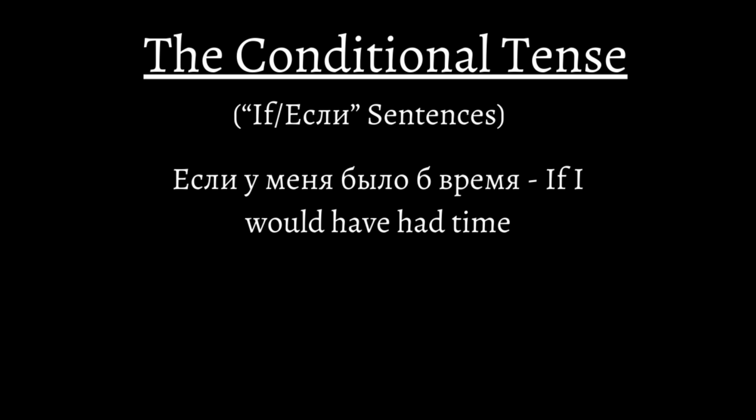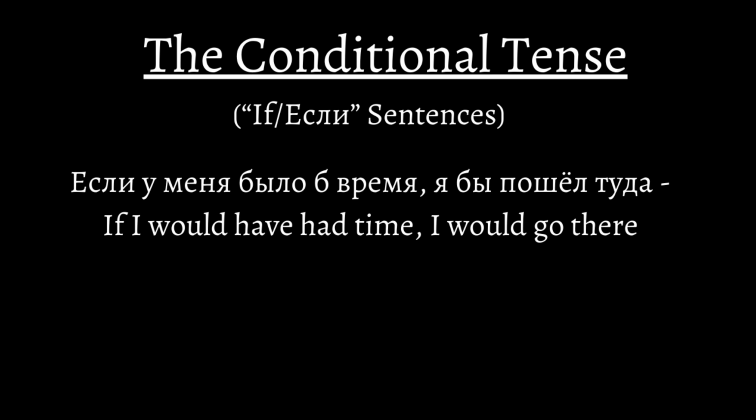It's a complex sentence because we're using the genitive construction у меня, indicating possession. But now, we're translating было бы to would have had, as opposed to would. This is a complex sentence, but this is how the conditional is fully used in Russian. Если у меня было бы время, я бы пошел туда. If I would have had time, I would go there.